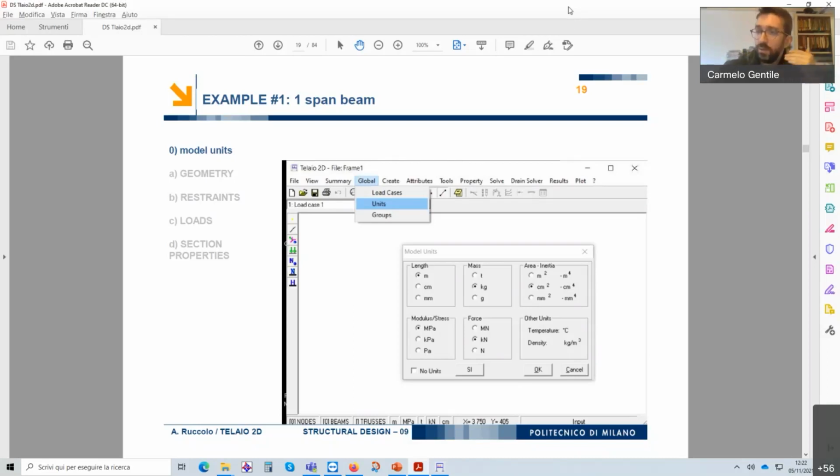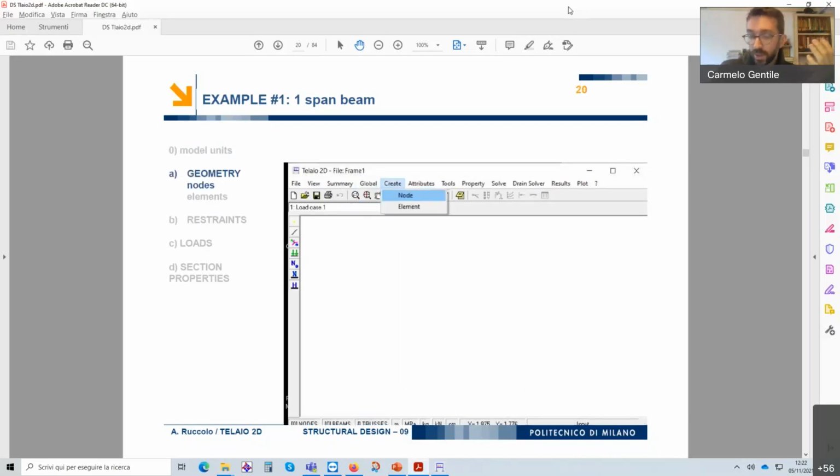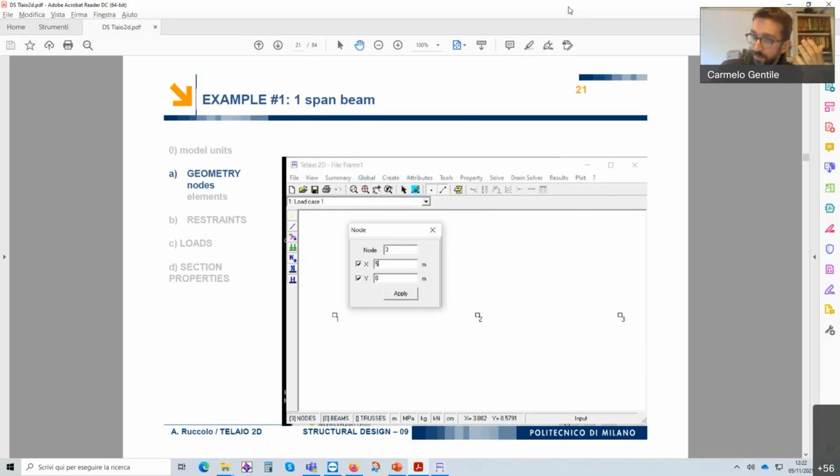Well, okay, let's just review very quickly what we did before. First of all, check the model units so that you know you are actually in control of what you're doing. Then check the geometry nodes, fix the geometry, how to start, how to select, define the geometry. First of all, select all the nodes. You have to put a node everywhere you have some discontinuity in the geometry, or maybe some change of direction of any element.